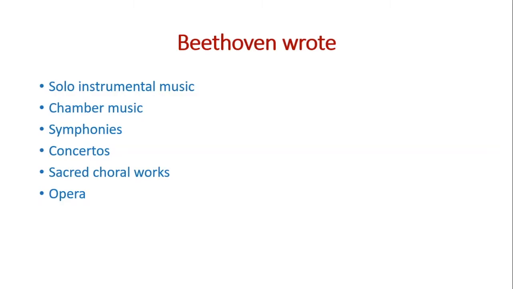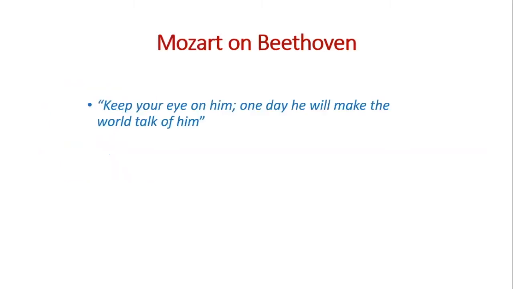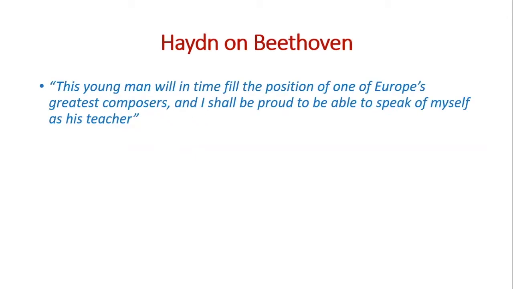As a young man, Beethoven travelled to Vienna, where he took lessons from both Mozart and Haydn. And when Mozart heard Beethoven's music, he had this to say: "Keep your eye on him. One day he will make the world talk of him." And Haydn had this to say about Beethoven: "This young man will in time fill the position of one of Europe's greatest composers, and I shall be proud to be able to speak of myself as his teacher."